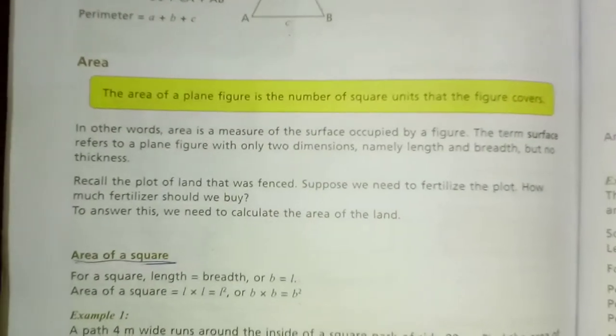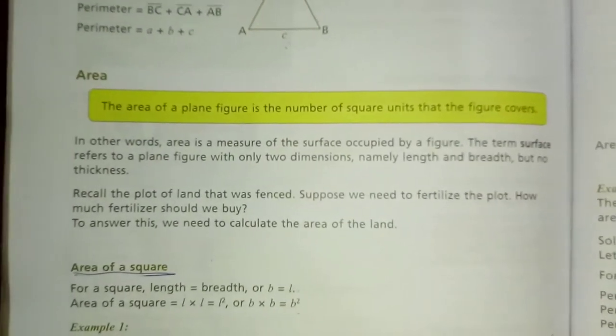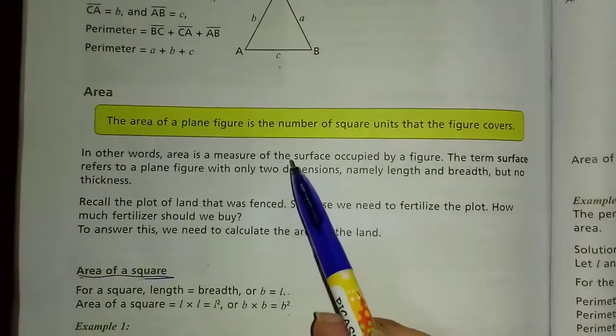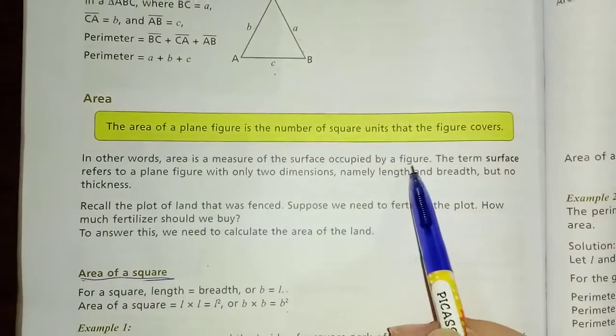The area of a plane figure is the number of square units that the figure covers. In other words, area is the measure of the surface occupied by a figure.